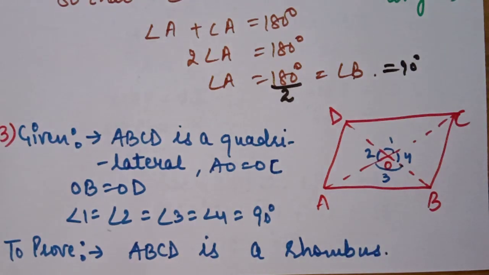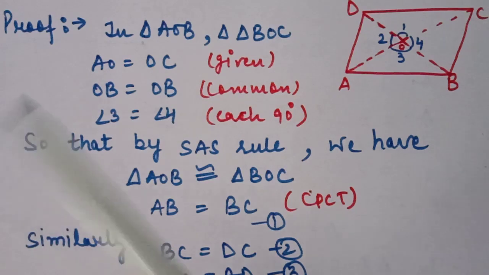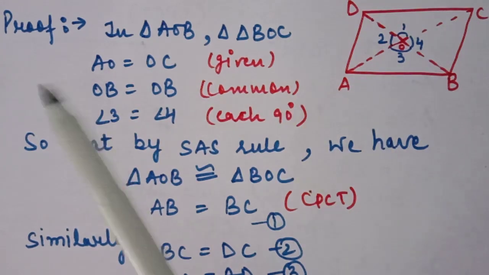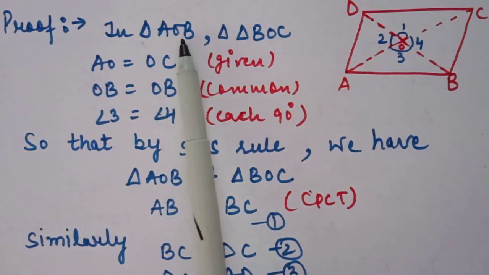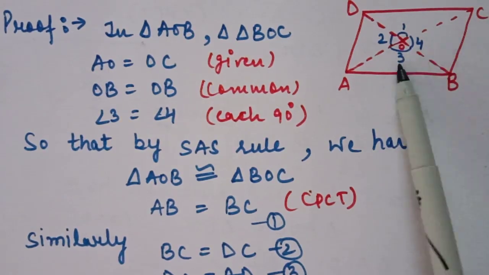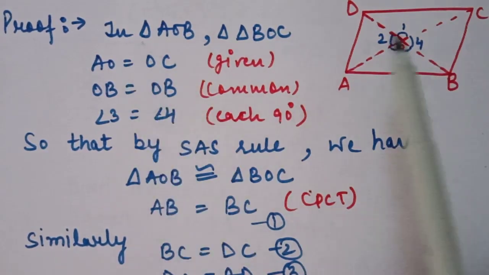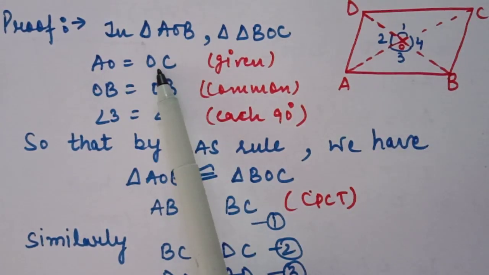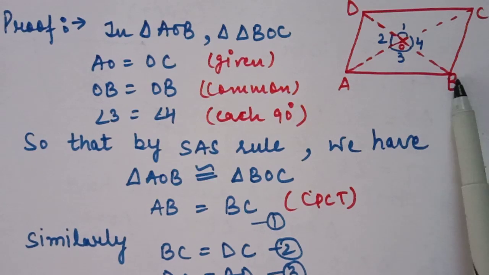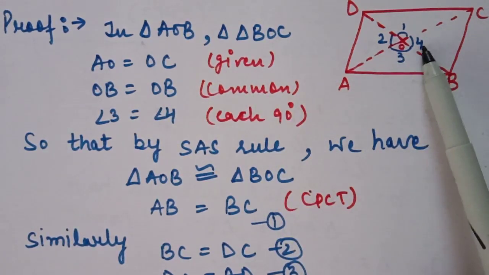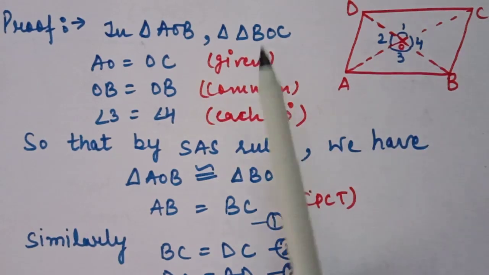Let me help you. So question number 3: ABCD is a quadrilateral, the diagonals bisect each other at 90 degrees. We have to prove that ABCD is a rhombus. We will take triangle AOB and triangle BOC. In these two triangles, first of all, we need 3 elements for congruency. First, AO is equal to OC, given. Second, OB is equal to OB, common. Third, angle 3 is equal to angle 4, each 90 degrees.